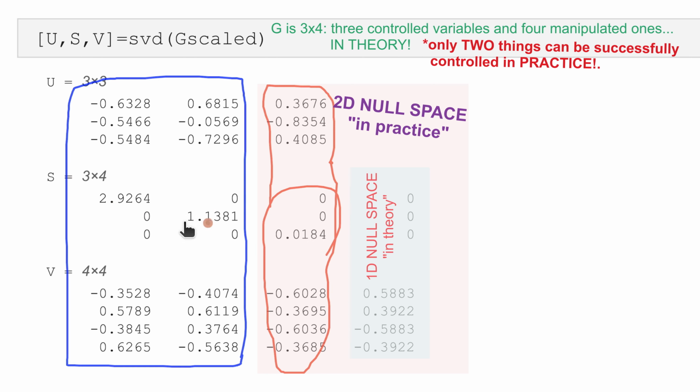2.9 divided by 1.1. But the thing is that I will move my 3 controlled outputs only in this 2-dimensional subspace spanned by these 2 columns. If I do that, it will work. If I try something else in this other direction, then I will fail miserably. So I decide to control 2 maneuvers.